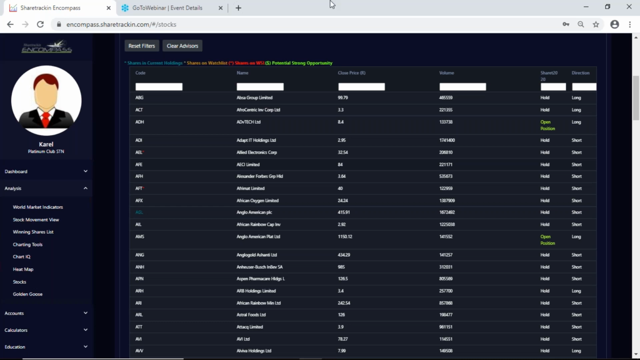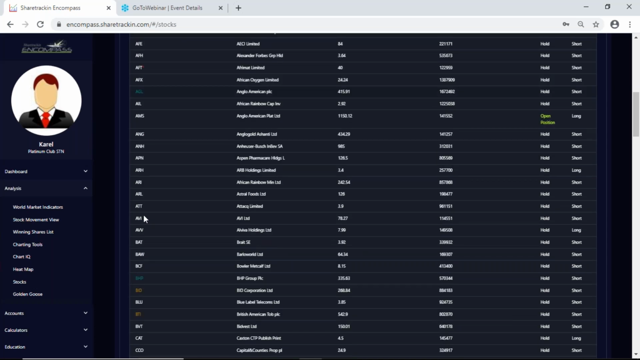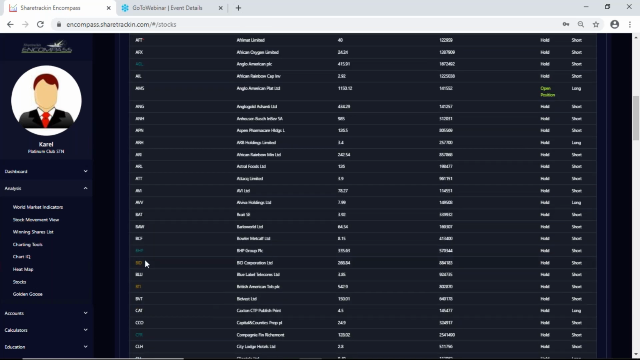If you look on top, it's still basically the same. You have your shares in current holdings. So let's say I go and buy ABG, or like I did, I went and bought AGL. It will display in a blue color. If a share is on my watch list, let's see if there is one, like BID, it will display in the orange color.